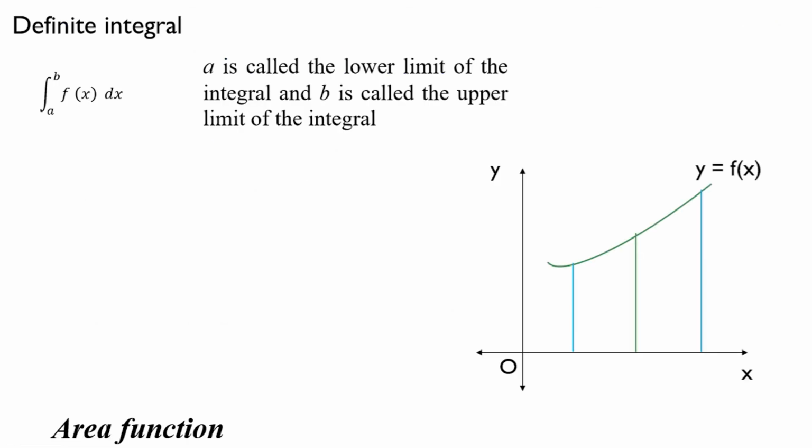And now moving on to definite integral. A definite integral is denoted by integral a to b f of x dx, where a is called the lower limit of the integral and b is called the upper limit of the integral. Now what is this integral a to b f of x dx? It is nothing but the area bounded by the curve y equal to f of x, the ordinates x equal to a, x equal to b, and the x-axis.